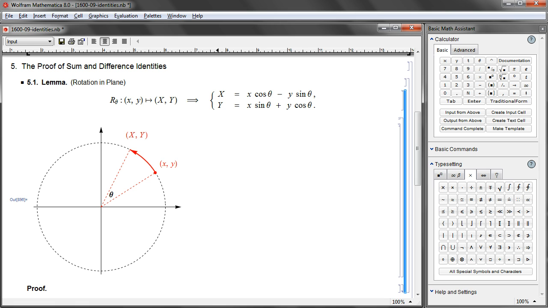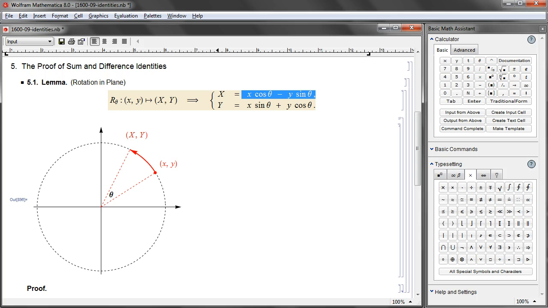Here's a visualization. We begin with x comma y and take the rotation by angle theta, and we get capital X comma capital Y. This new point can be represented by this: X is x cosine of theta minus y sine of theta, and Y is x sine of theta plus y cosine of theta. This is by itself an important application of trigonometry, and we're going to prove that.